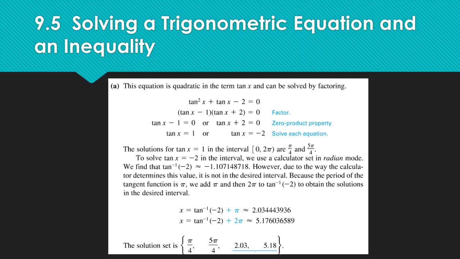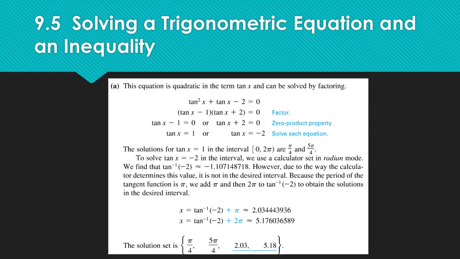For tangent of x equals negative 2, that's not one of our special values. It doesn't belong to a special angle. So what you need to do is make sure your calculator's in radian mode and do the inverse tangent of negative 2. That's going to give us negative 1.107. However, due to the way the calculator determines this value, it is not in the desired interval. Because the period of the tangent function is pi, we add pi and then 2 pi to this answer to get the solutions. In other words, the range of the inverse tangent is negative pi over 2 to pi over 2.